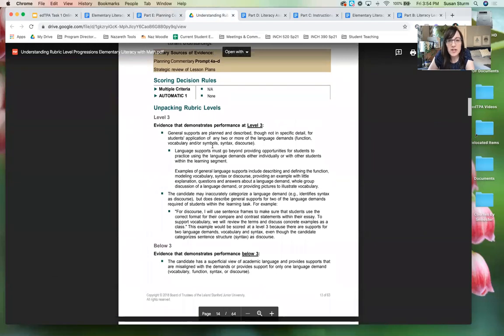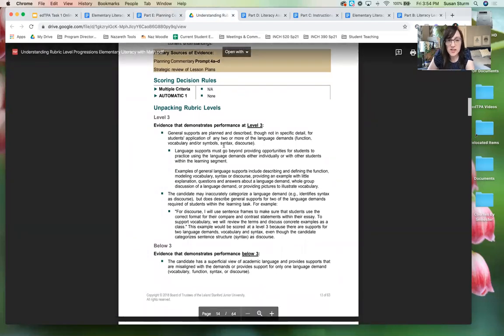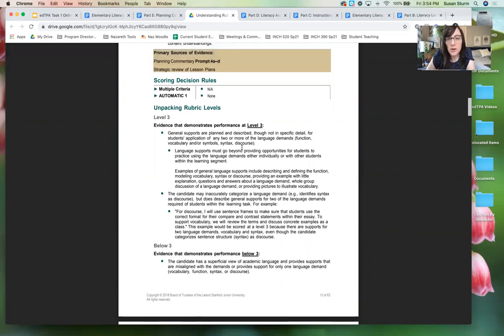So at a level 3, general supports are planned and described, though they're not in specific detail, for students' application of any 2 or more of the language demands. So the function, the vocab, and/or the discourse. Language supports have to go beyond providing opportunities for students to practice the language used, either individually or with other students in the learning segment.